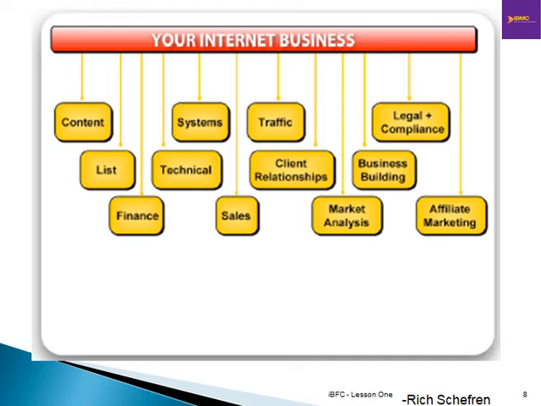And then you must build the business. You must be involved in building the business. So you must not just work in the business, you must also work on the business. And then, of course, you must comply with the laws of the land, legal compliance. And then internet business is a little bit different in the fact that you can involve other people to market your products. That's where affiliate marketing comes in.